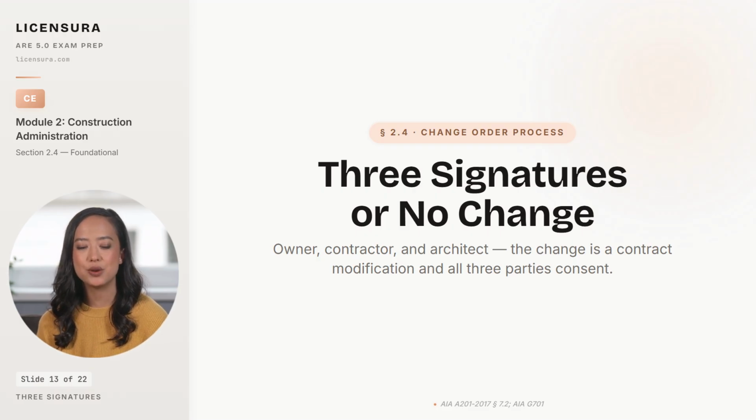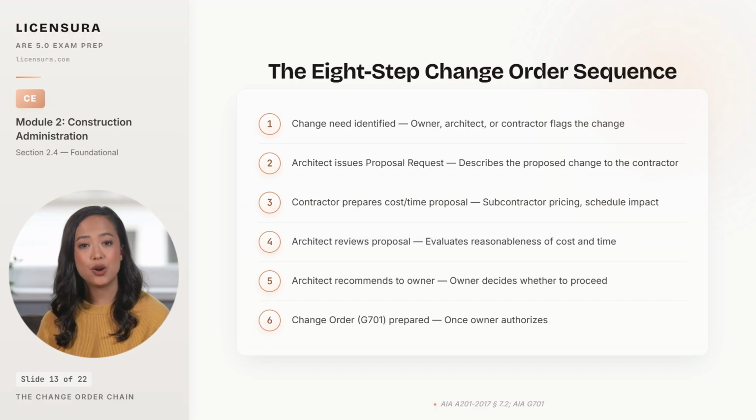Walk the 8-step sequence so the role of each party at each step stays visible. Walk the 8 steps in order and notice where each party owns the action. Step 1. The change need is identified. And importantly, the trigger can come from any party. The owner identifies a programming change. The architect identifies a design coordination issue. Or the contractor identifies a field condition that differs from the documents.